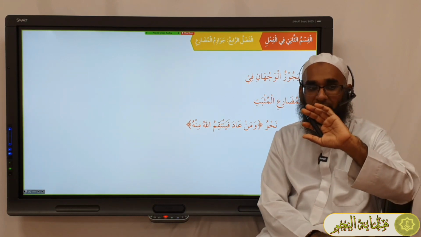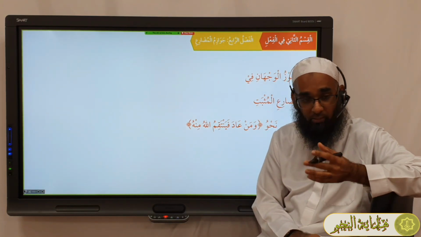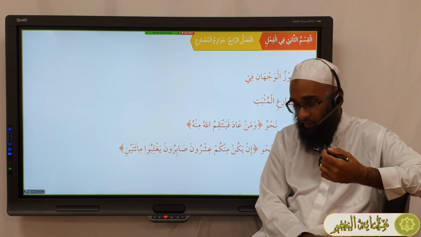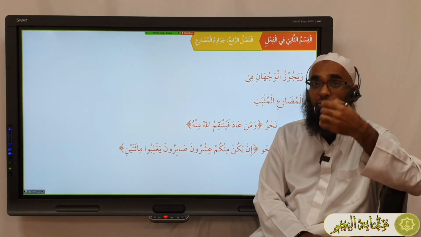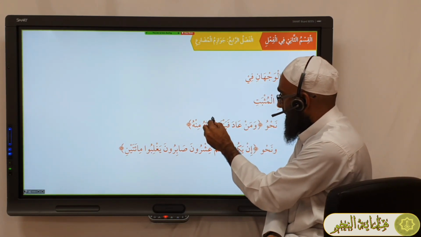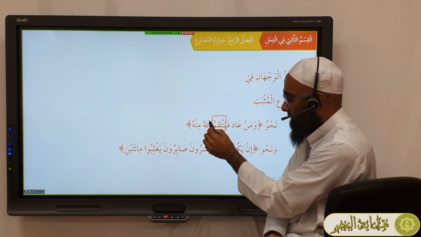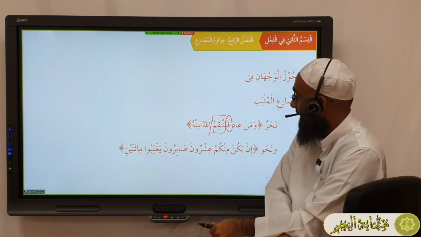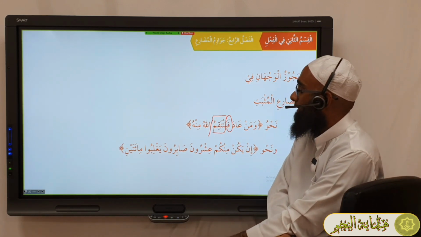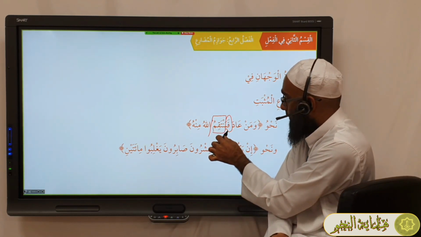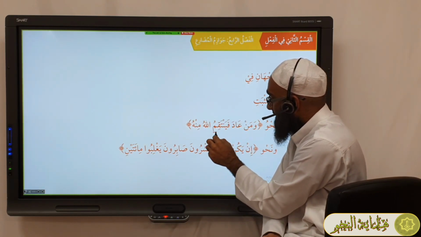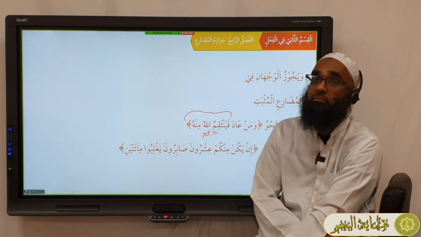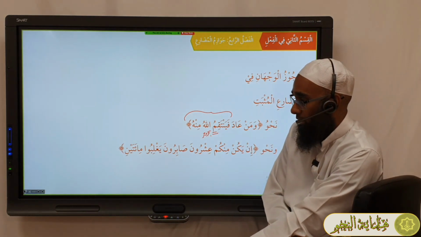If it's mudari muthbat, you have two options. What are the two options? You can make it with a fa or without a fa. For example, both are in the Quran. وَمَنْ عَادَ. It's mudari muthbat, no sin, no sawfa, but it still has a fa. In other than the Quran you can say وَمَنْ عَادَ يَنْتَقِمُ اللَّهُ مِنْ. Correct? But when the fa comes, the verb itself is not majzoom. What becomes majzoom? The whole jawabu shart sentence becomes majzoom. Are you following?